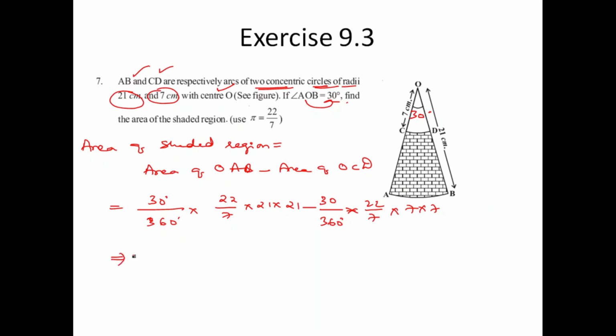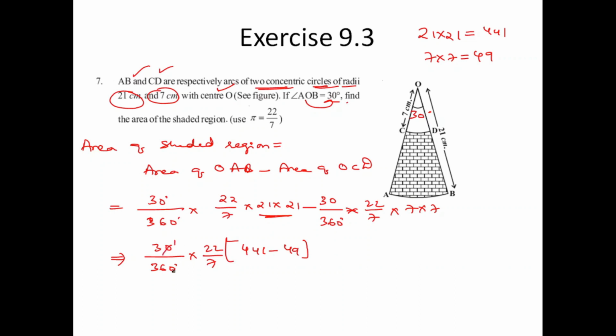So here what I'll do is I'm taking 30 by 360 and 22 by 7 outside. Now these two: when you are doing 21 into 21, the answer we are getting here is 441. Hope this is clear. And 7 into 7 is how much? 49. So substituting that here, 441 minus 49, right? So here the zeros are removed, and 3 ones are 102... half of this and again half of this, right? So eventually I can write this one as 11 by 42.